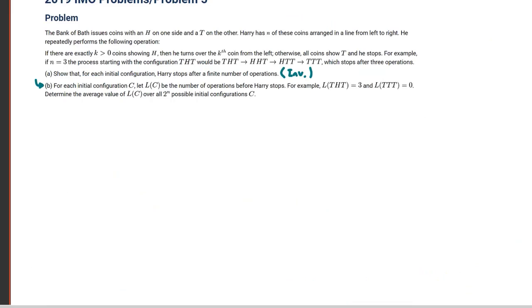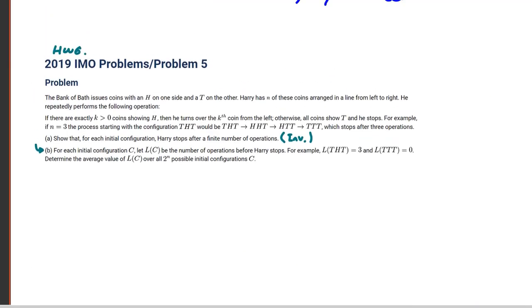And then also at the end, you can solve this IMO problem, IMO 2019 part B. Part A is related to invariant. Invariant is also useful in BMO 2 2023 and some BMO 1 problems. There are 3 main techniques in invariant.